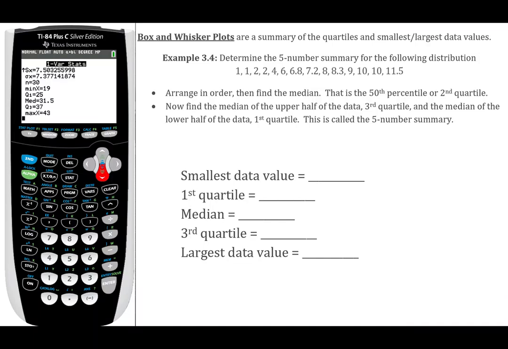Hello and welcome. In this video, we're going to look at how to create box and whisker plots and calculate what is called a 5-number summary with the TI-84. The example says determine the 5-number summary for the following distribution.